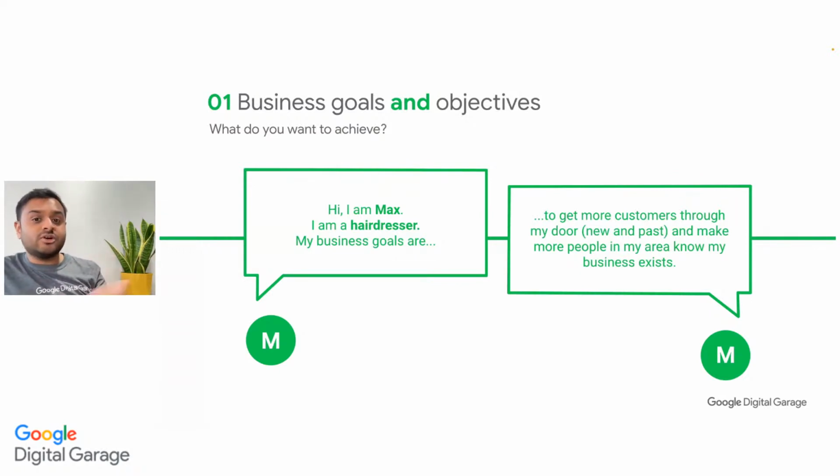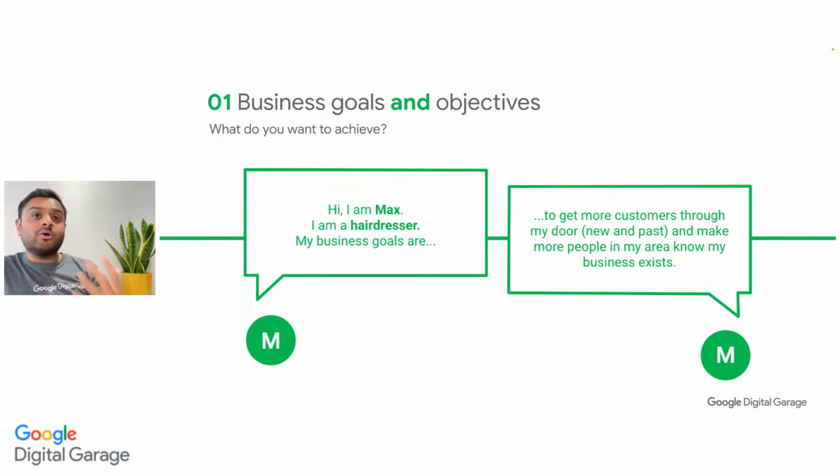And that's where we're starting off with the first step, which is business goals and objectives. So Max's business goals that they've set out are that they want to get more customers through my door, new and past, and make more people in my area know my business exists. Okay, great little short paragraph there, which outlines their business goals.